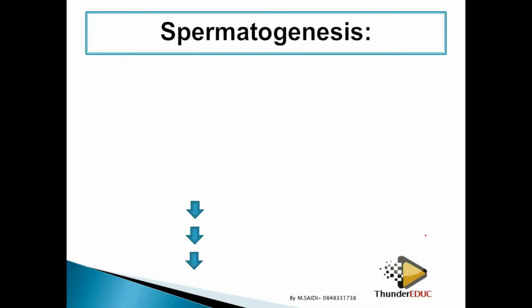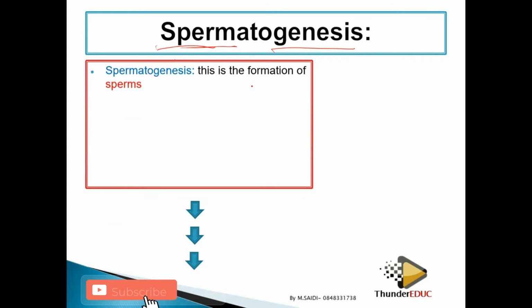All right, let's look at spermatogenesis in detail. Formation of sperms, the beginning of sperms. Yes, this is the beginning. So spermatogenesis is the formation of sperms, the beginning of the sperms. Where do sperms begin from? Spermatogenesis is the formation of sperms.